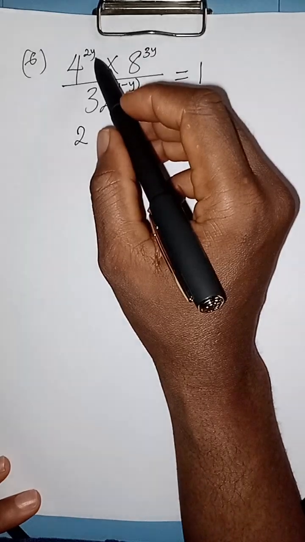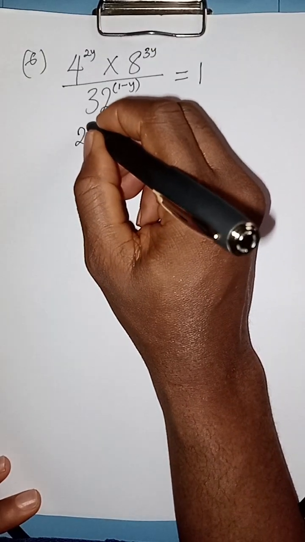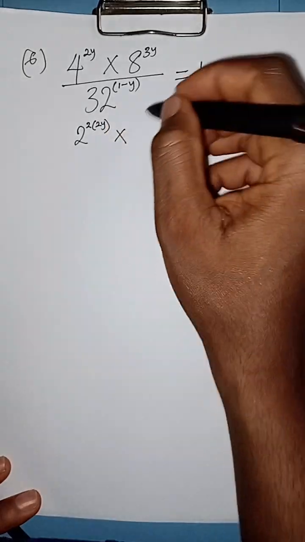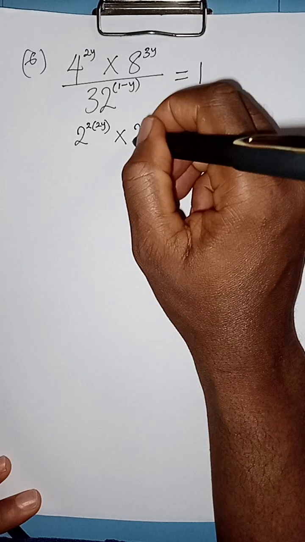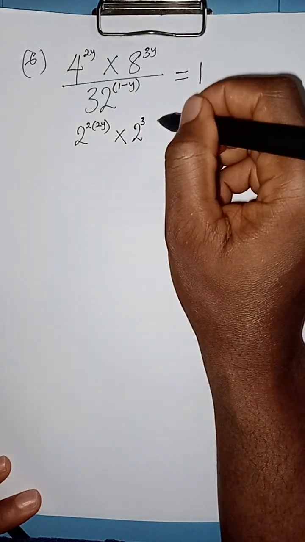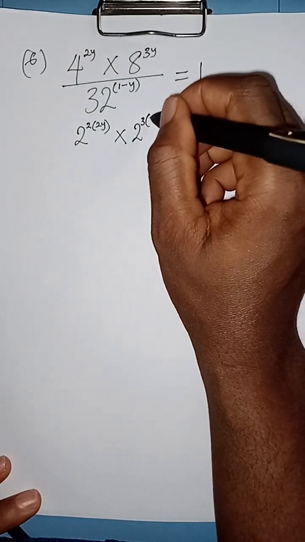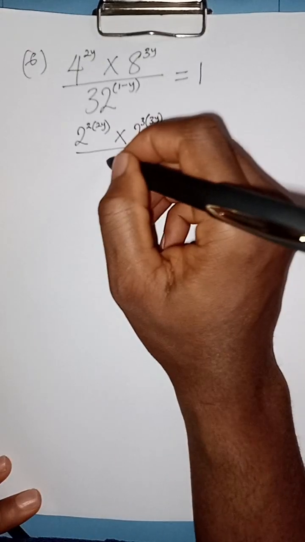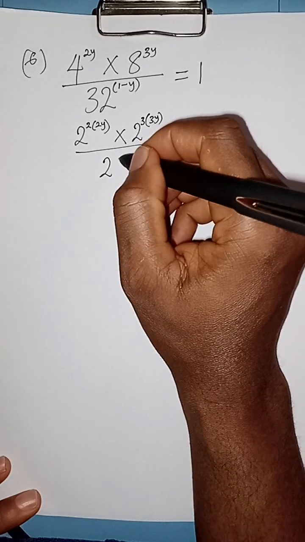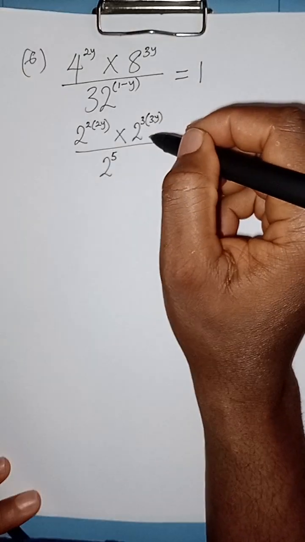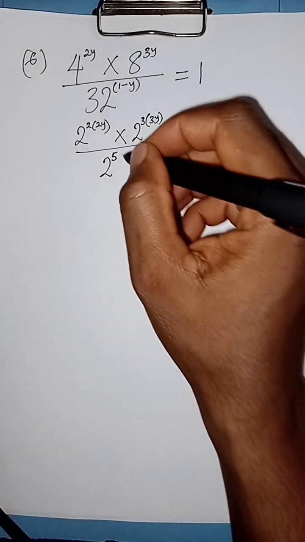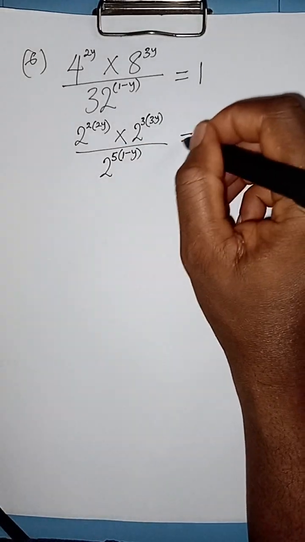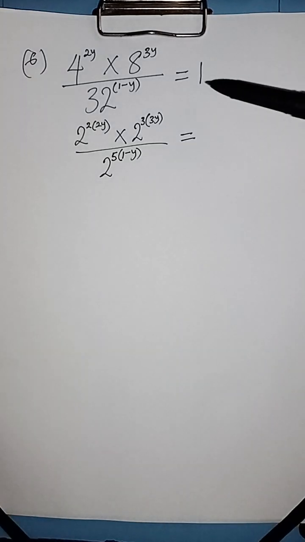4 raised to power 2y is going to be 2 raised to power 2, open bracket 2y, times 8 raised to power 3y will be 2 raised to power 3. 2 raised to power 3 is 8. Then open a bracket for 3y. Divide. 32 will be 2 raised to power 5. Yeah. 2 times 2 times 2 times 2 times 2, 5 times will give you 32. Then you open a bracket for 1 minus y. Equal to. Now here it's 1.